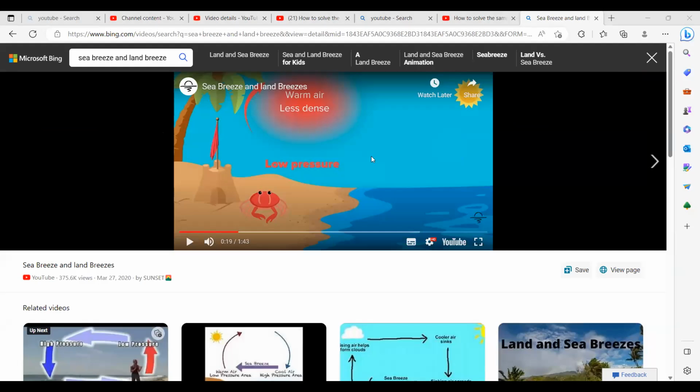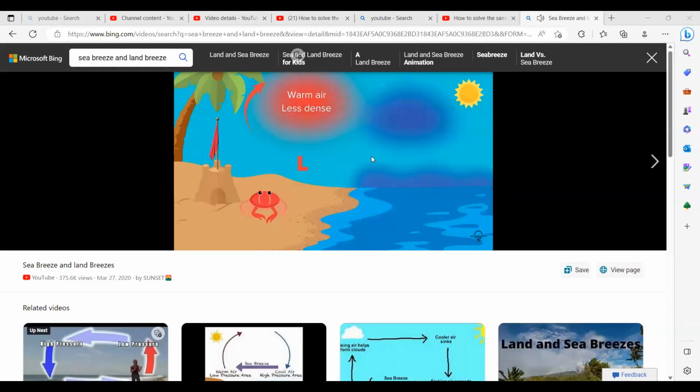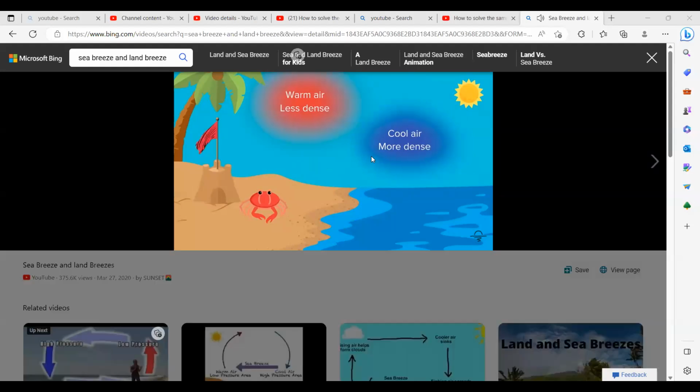Meanwhile, the air over the ocean is cooler. Cooler, denser air sinks over the water, creating an area of high pressure. The differences in pressure and air temperature create a convection current. Warm air over the land is replaced by cool ocean air. This air is warmed by the land and rises, and the cycle continues. Winds that blow from the sea to the land are called sea breezes.